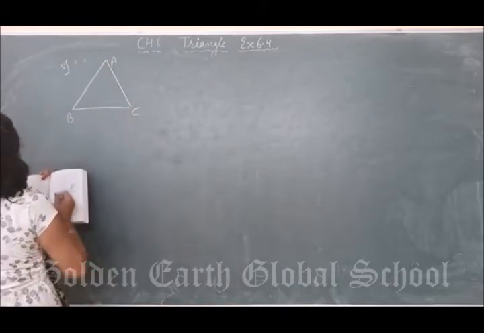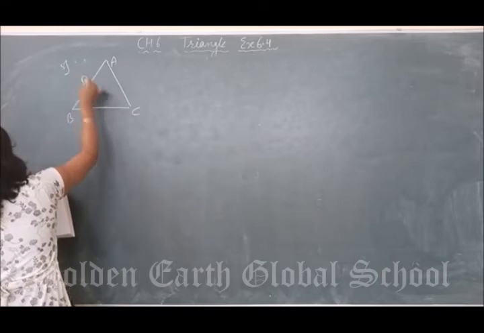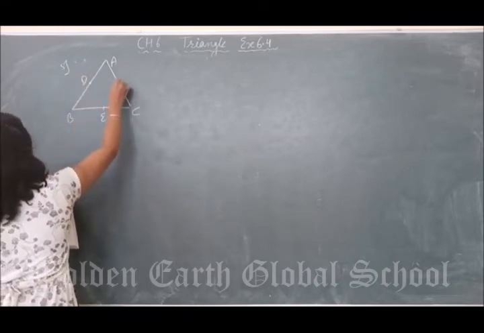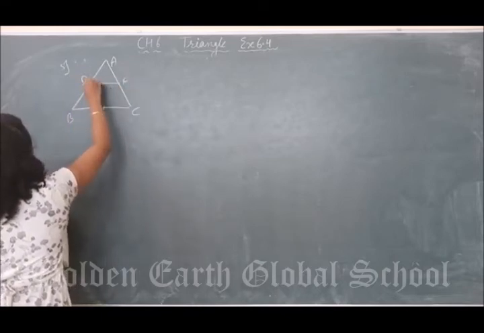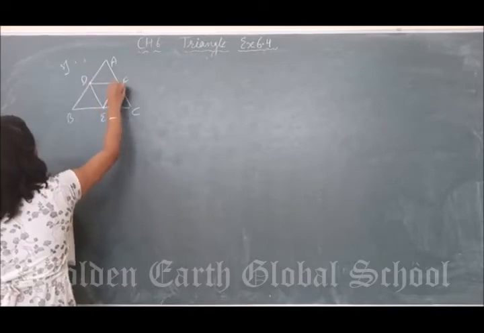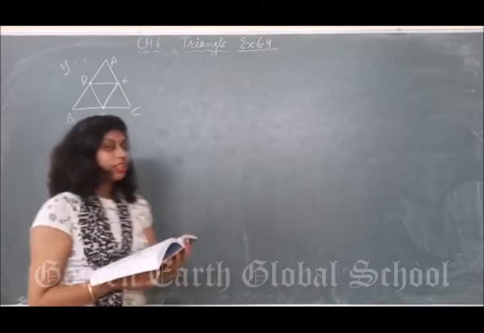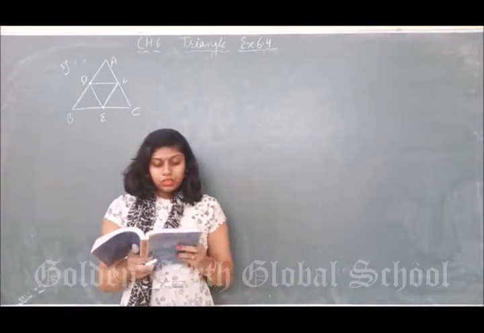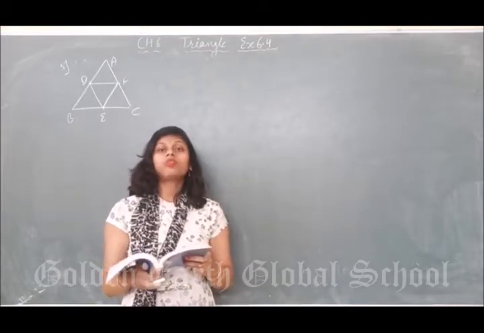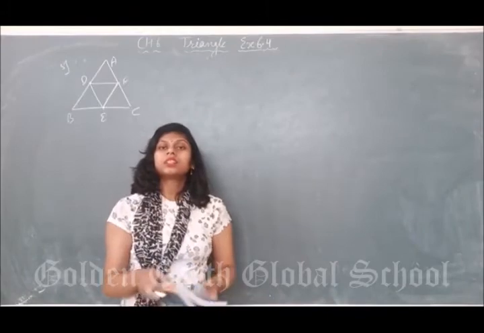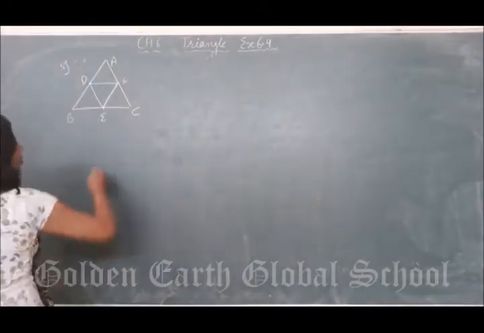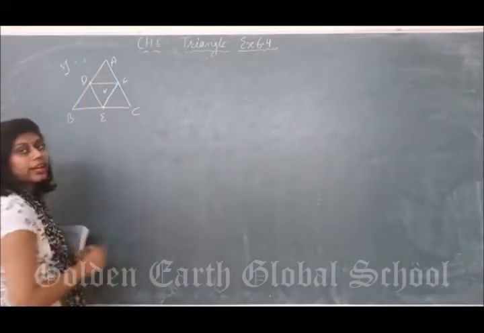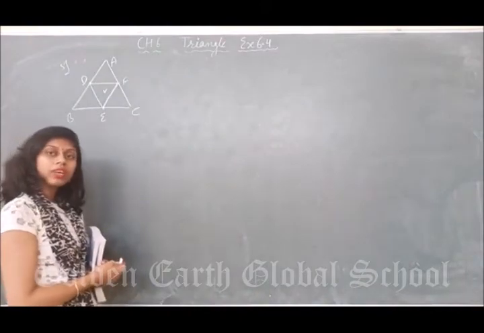DE is the midpoint of AB, E, F. This is the triangle DEF. We have to find the ratio of the area of these two triangles. First of all, we have to prove these triangles are similar. These smaller and complete triangles are similar. Then we can apply the result.